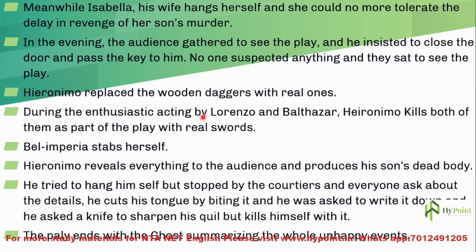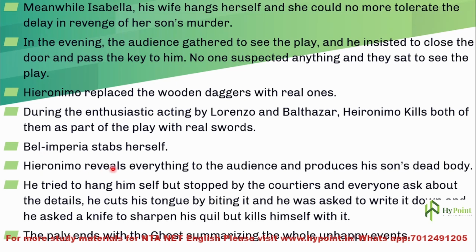So during the enthusiastic acting by Lorenzo and Balthasar, Hieronimo kills both of them as part of the play with the real swords, without being suspected by anyone. Balthasar and Lorenzo were actively participating in the play as characters. During the action, Hieronimo kills both of them with the real swords as part of the play. And Belimperia also stabs herself because she also had a real sword.